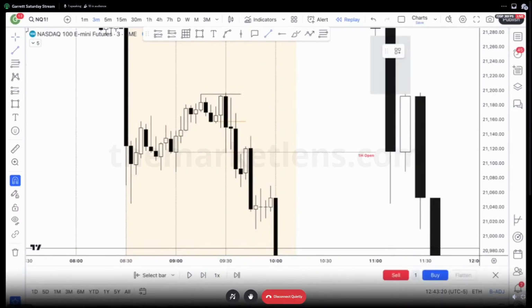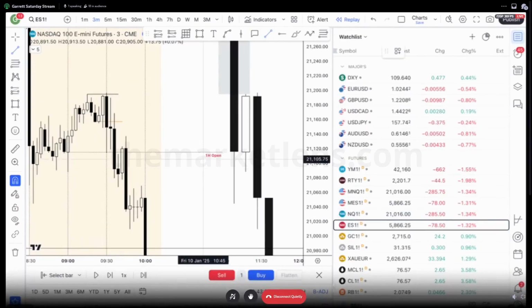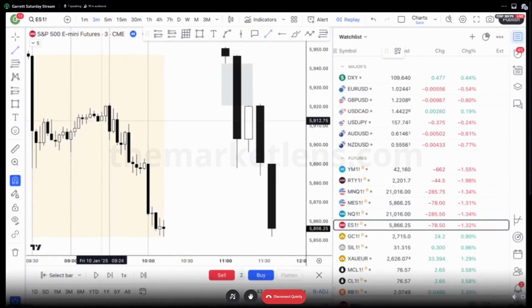And on ES, we have nice propulsion blocks. If I show you here, I just have a bunch of propulsion blocks. Entered up.